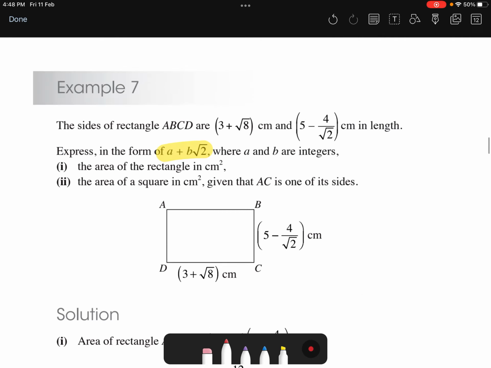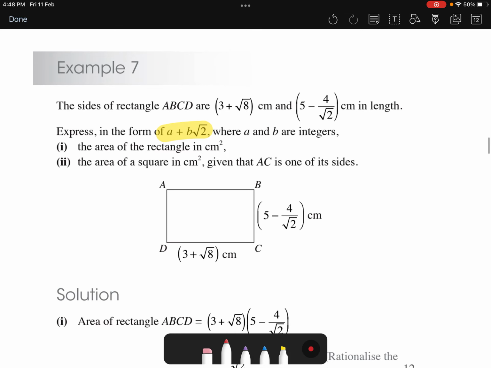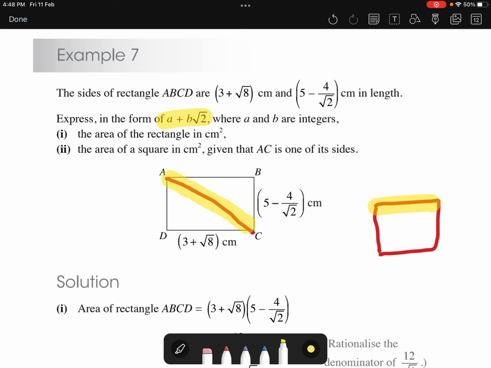Then after that, part 2, the area of the square in cm², given the AC is one of the sides. So AC is one of the sides here. So they want us to find what is the area of the square. We know that for a square, the length is the same. So as long as I know what is the length, I can find what is the area of the square. They say that this is the length, right? First thing first, if you look at this, this is something like your Pythagoras Theorem. So we need to use the idea of Pythagoras Theorem to help us solve this question.